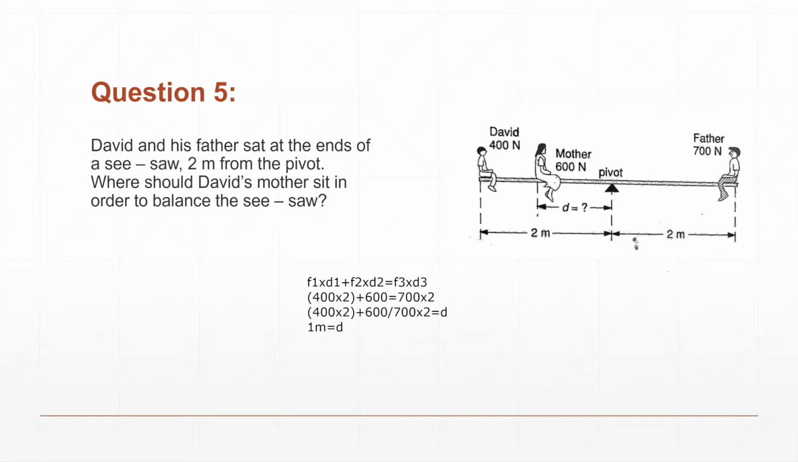Which one is F1, which one is F2, which one is F3? F1 is David, F2 is the mother, F3 is the father. So you have to label to tell the marker. So F1 times D1 and F2 times D2 equals F3 times D3. Okay. 400 times 2 plus 600.